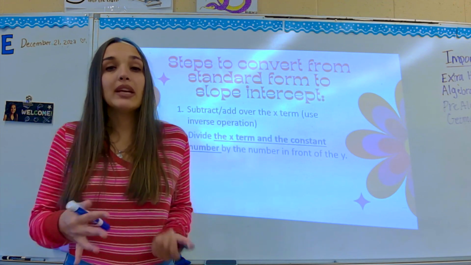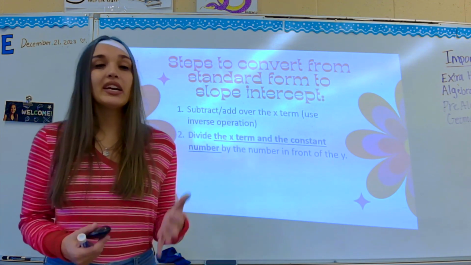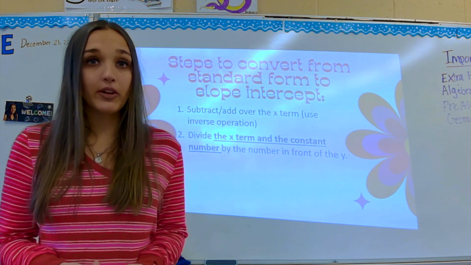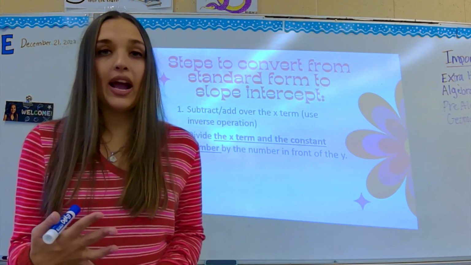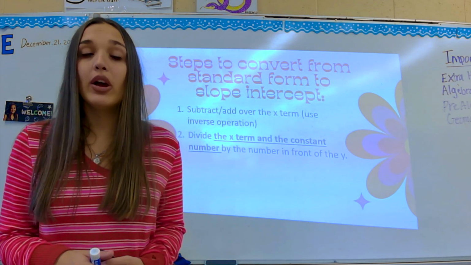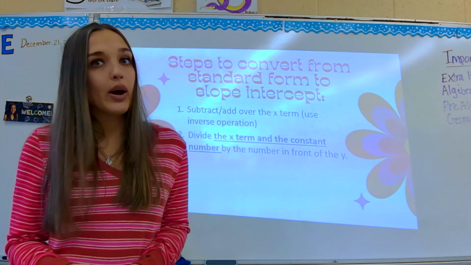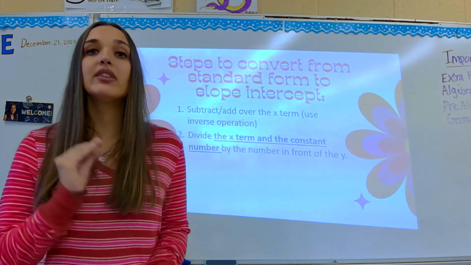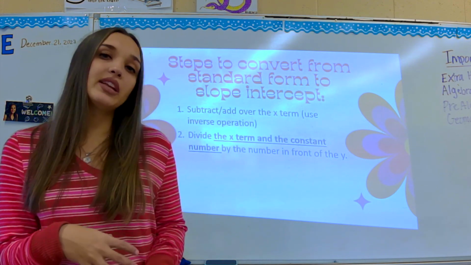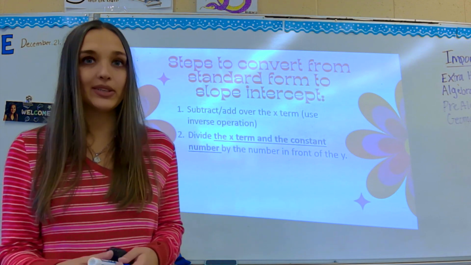Then that y may still have a coefficient. If it does, we have to divide by the number in front of the y. If it's a negative y, perhaps, we have to divide by -1. I'm not asking you for negative y equals mx plus b. It's y equals mx plus b. We need the positive y by itself. So if there's a negative, you have to divide by the negative as well.